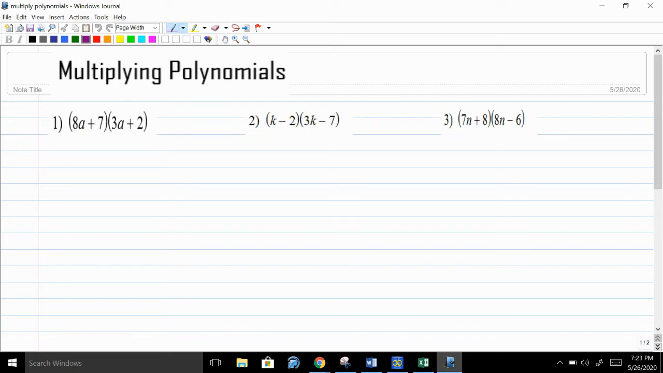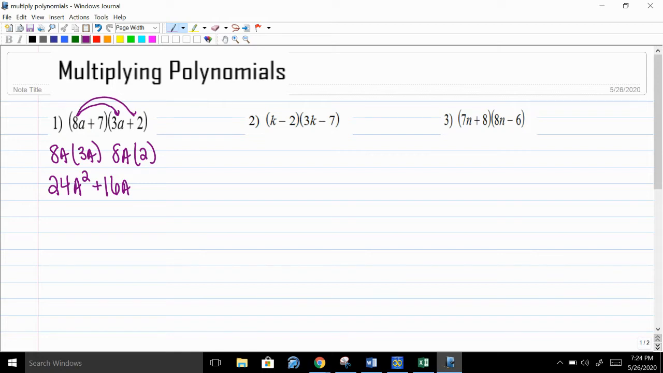In number one, we're going to distribute 8a to 3a and then 8a to 2. So we have 8a times 3a, which would be 24a squared. Just be careful because a lot of people make the mistake of saying that's just 24a. Remember that a times a is going to be a squared. And then we have 8a times 2, which is positive 16a.